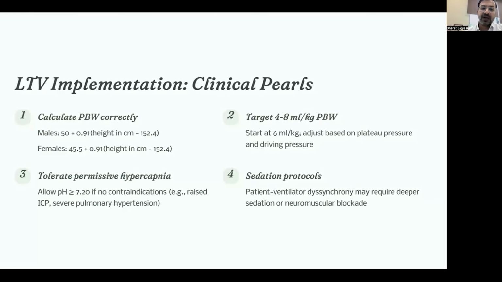And how do we implement it? We have different formulas to predict the ideal body weight. The target is somewhere around 4 to 8 ml per kg of predicted body weight. Tolerate permissive hypercapnia, allowing pH more than 7.20, and prevent ventilator asynchrony by using deeper sedation or, in some cases, neuromuscular blockade as well.